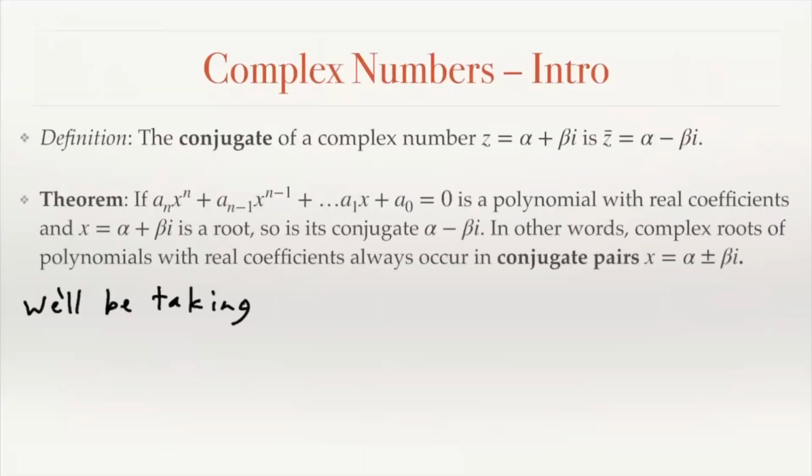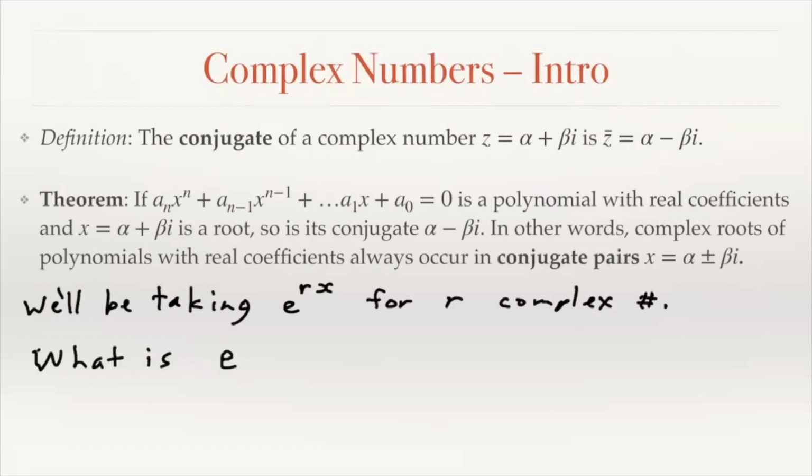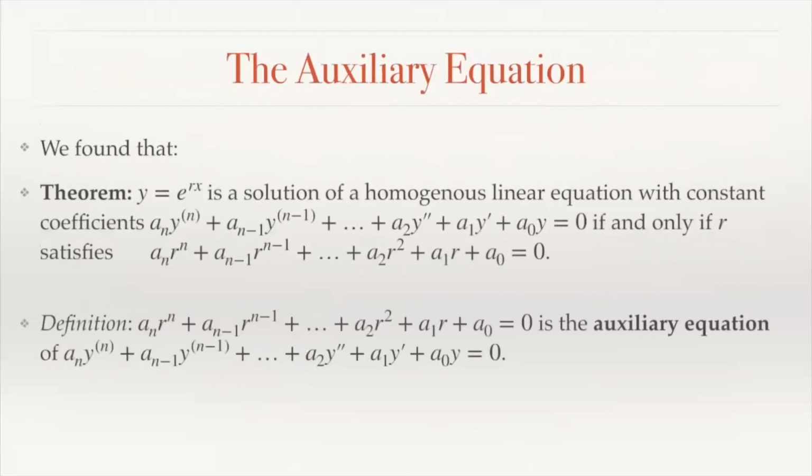Now, we'll be taking e to the rx, where r is a complex number. So what we need to know is, what is something like e to the 2i? How do you take a complex exponent? That's just an example. The point is, we'll be doing that per our central theorem, where if r is a root of the corresponding auxiliary polynomial, then e to the rx is a solution. And if that root r is complex, then we need to take e to a complex number.